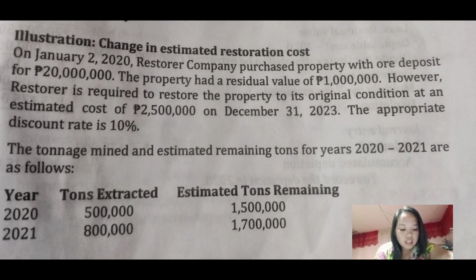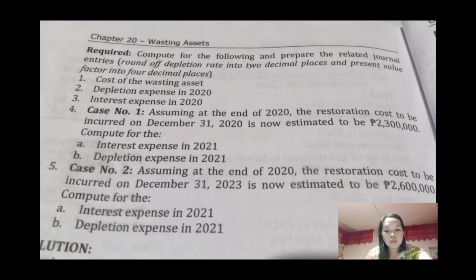The tonnage mined and estimated remaining tons for year 2020 and 2021 are as follows. So for the year 2020, the tons extracted are 500,000 and estimated tons remaining is 1,500,000. And for the year 2021, the tons extracted is 800,000 and the estimated tons remaining is 1,700,000. Required to compute the following and to prepare the related journal entry.